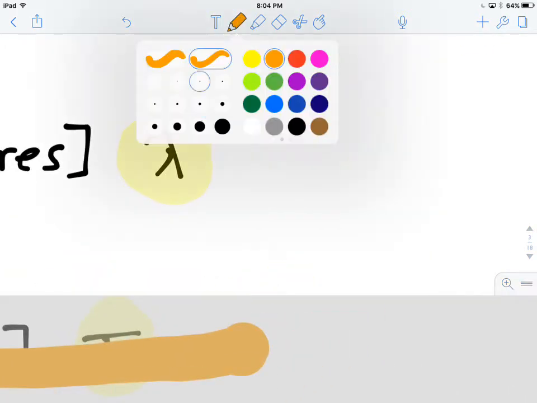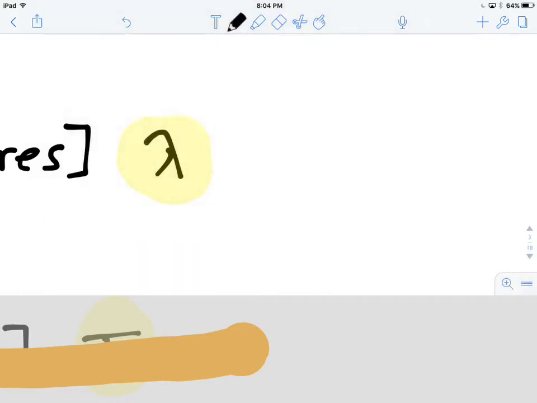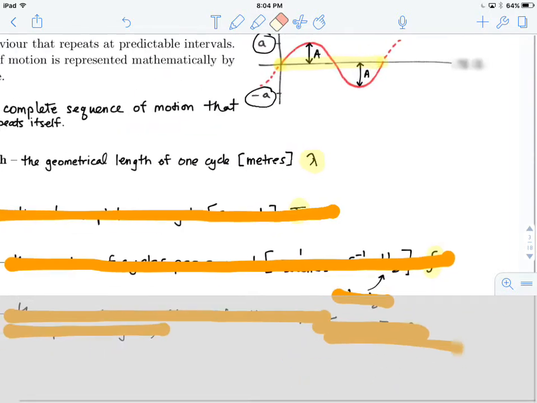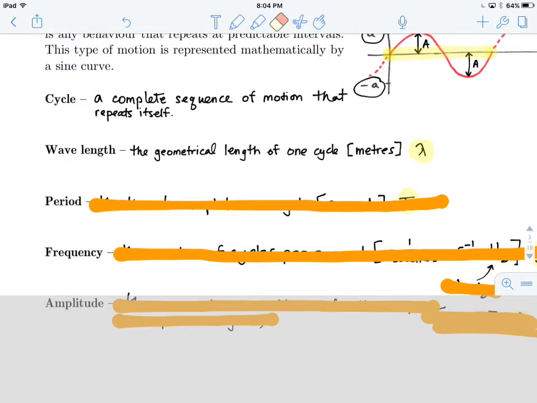Okay? And this is an important symbol. This is a Greek letter. It is a slash with a tail. So it's kind of a curly bit, and then you've got a little tail down here. And this is a lambda. That's the symbol for wavelength.